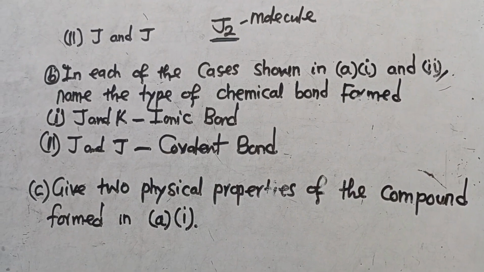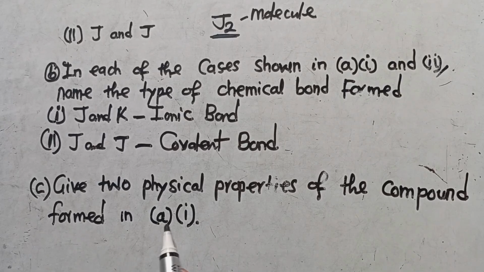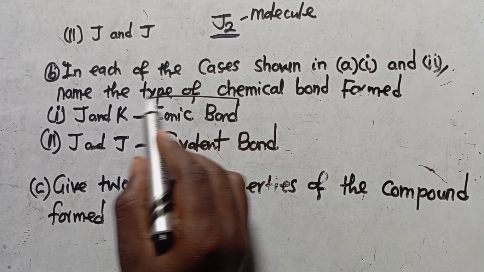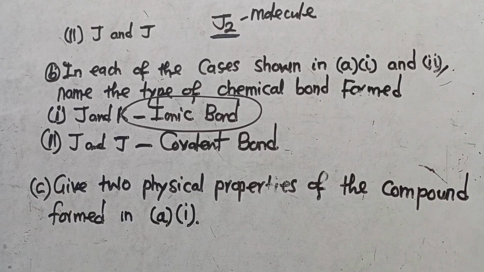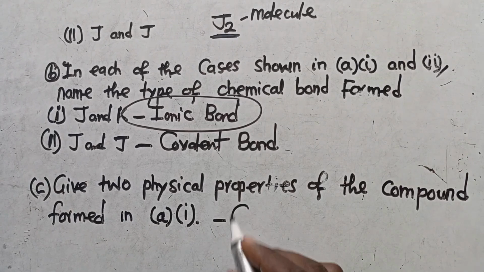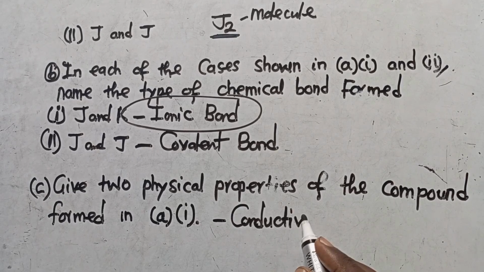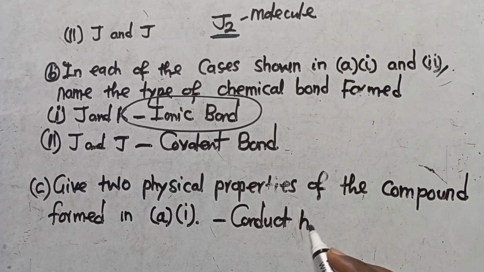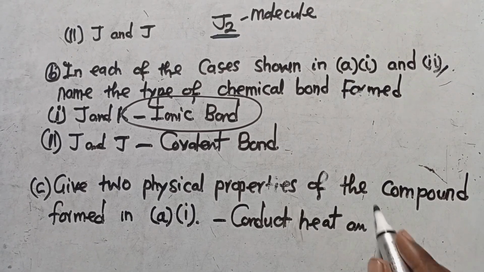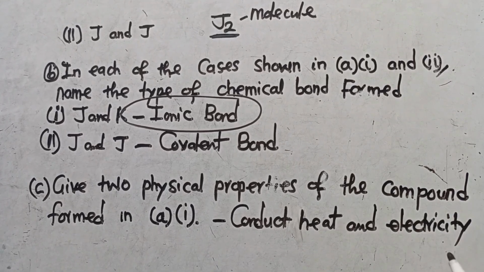This is our last question. Give 2 physical properties of the compound formed in A1. So A1 is this one that is here. This is an ionic bond, or rather an ionic compound. So one of the properties of ionic compounds is that they conduct electricity. So you need to tell them that they are good conductors. So I'll say they conduct heat and electricity. Heat and what? Heat and electricity. That's a property we are supposed to know.